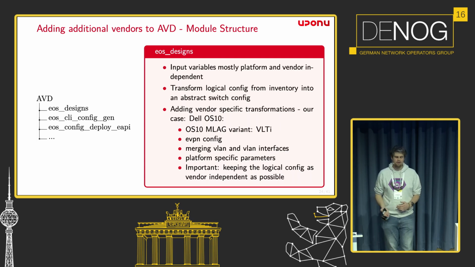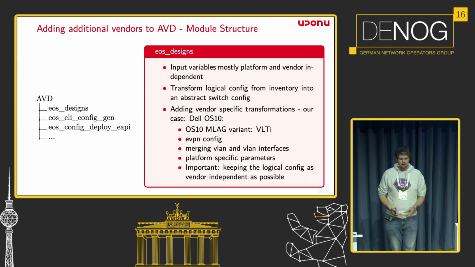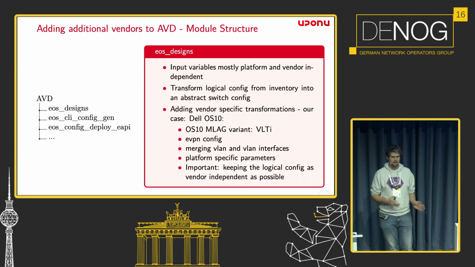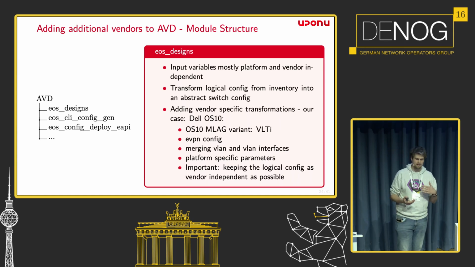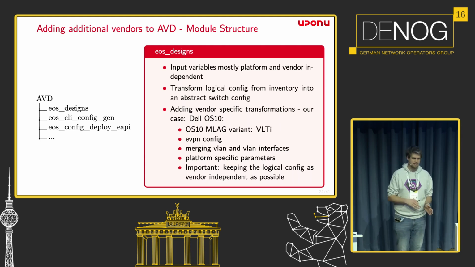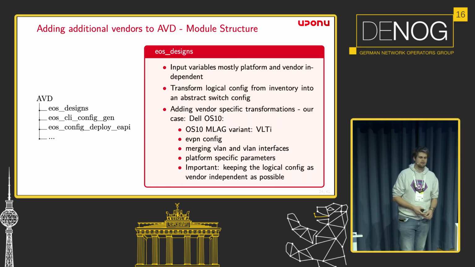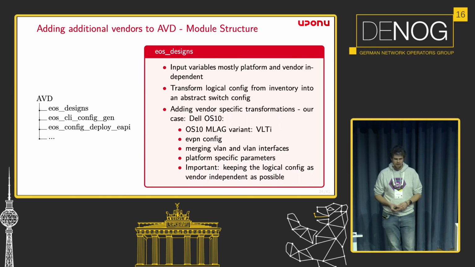We created a fork from AVD and added support for Dell OS 10. This is our second vendor. We had to then consider some specific parameters like the OS 10 multi-chassis link aggregation variant, VLTI. There are some specific things for EVPN configuration. We had to merge VLANs with VLAN interfaces because OS 10 does not know VLANs directly, only uses VLAN interfaces. Some other platform-specific parameters like management interfaces, etc.